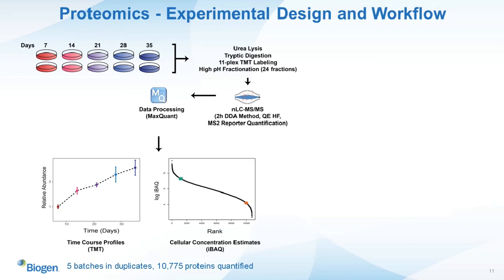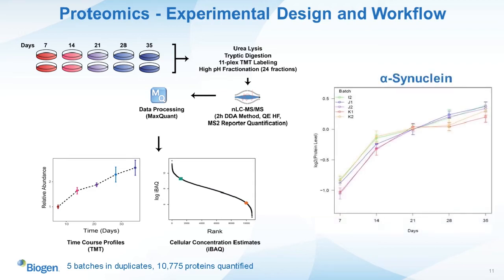So we can generate 2 distinct types of readouts from those data. One is a time course profile plot shown on the left, where you can, with very high precision, look at how protein levels change during the differentiation time course. What we can also do using the label-free iBAQ method is to compare 2 different proteins and see how their cellular concentrations relate to each other. So in this case, for example, the green protein would be 10-fold higher in its cellular concentration than the orange one. So how does the data look?